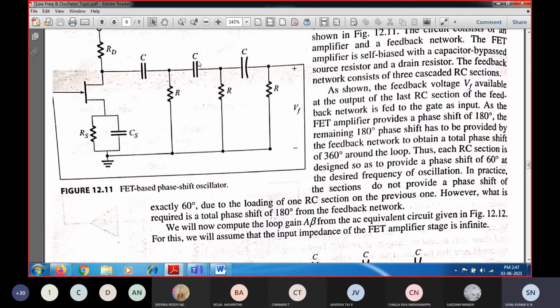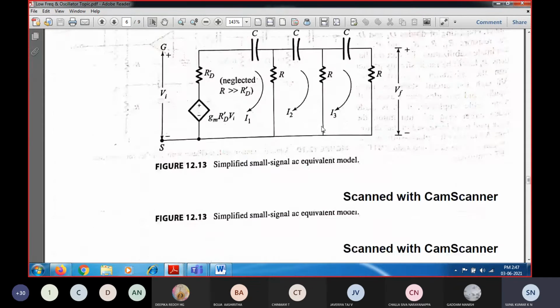That is because there is no active component like a transistor, BJT or FET inside the feedback network. So whatever signal you send, the signal amplitude is going to be reduced over here. So how much has it been reduced? Around 29. So what is the gain for this feedback network? It is a reduction in the gain, 1 over 29. So that 1 over 29 is the gain.